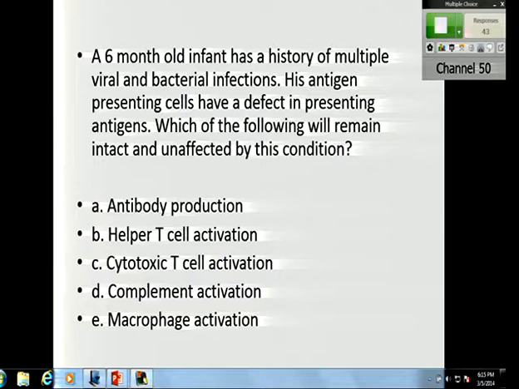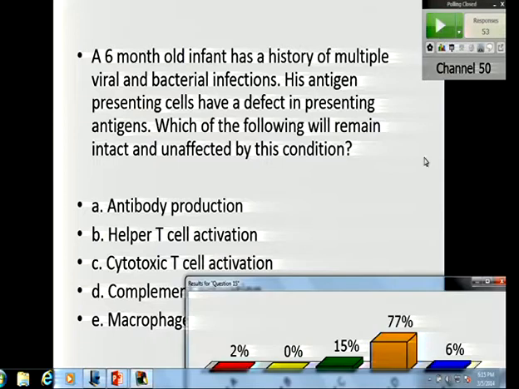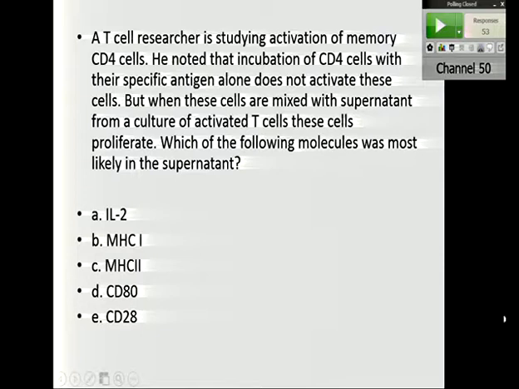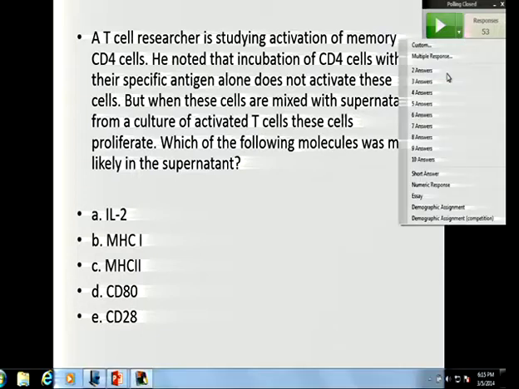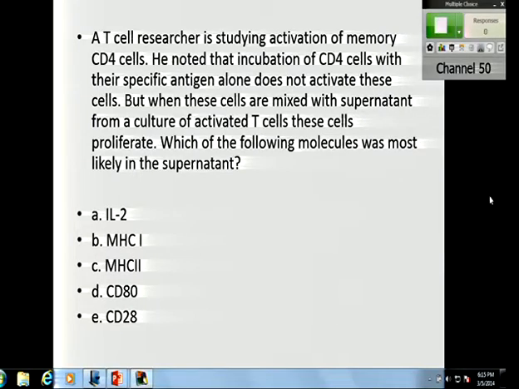If there is a defect in the antigen presenting cell, will there be efficient antibody production? No. Will there be helper T cell activation? No. Will there be cytotoxic T cell activation? No. Will there be complement activation? Yes. Will there be macrophage activation? No, because the Th1 interferon gamma is needed for macrophage activation. Okay. This is also a commonly asked concept.